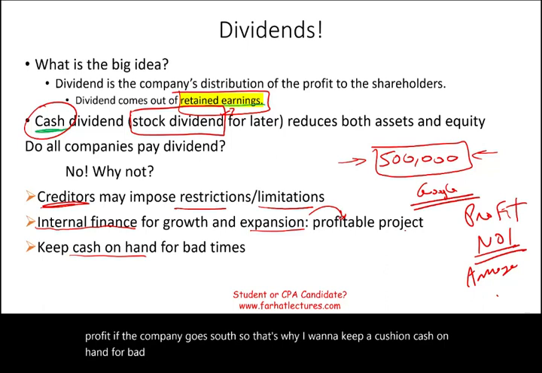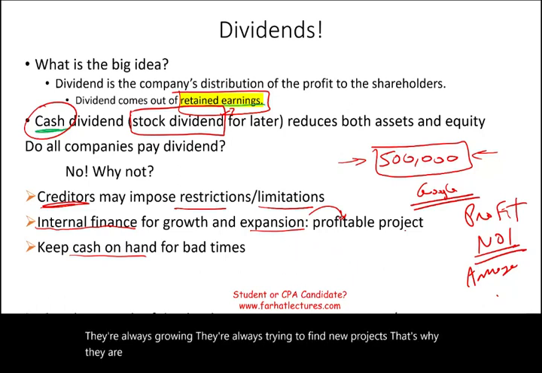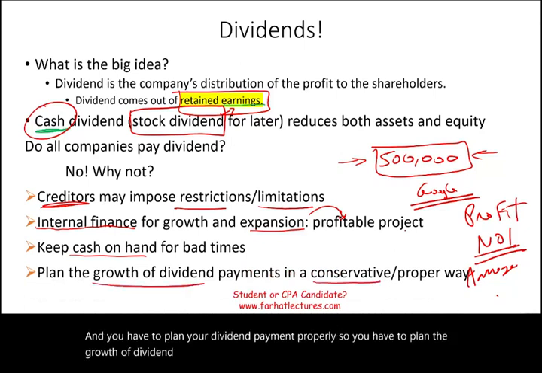Now, especially tech companies and pharmaceutical. Tech and pharma, they're always growing. They're always trying to find new projects. That's why they are very conservative when it comes to dividend. And you have to plan your dividend payment properly. So you have to plan the growth of dividend payment in a conservative, proper way.